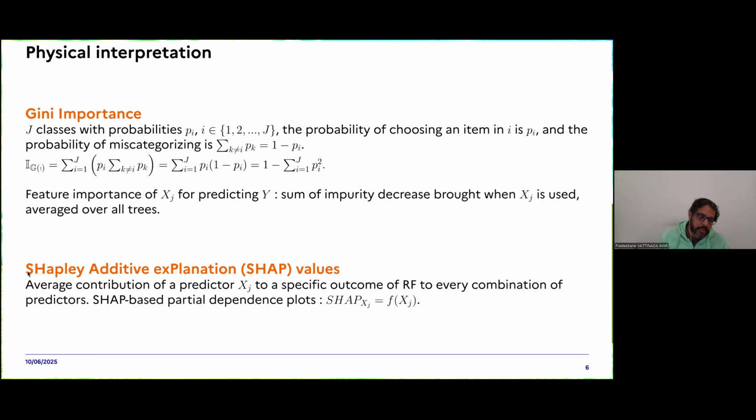The second one is Shapley additive explanation values, the SHAP values. Here it is the average contribution of predictor Xj to a specific outcome of the random forest, given every combination of predictors. What I plot are actually the SHAP-based partial dependence plots. I have these SHAP values for each predictor, and I plot them against the physical values of that predictor, which gives me, within the range of the predictor, how important it is to explain the probability.